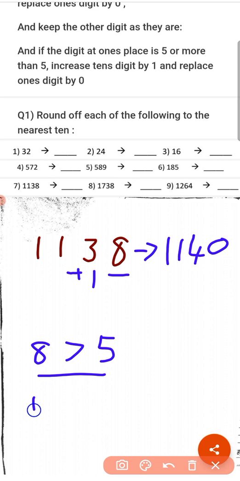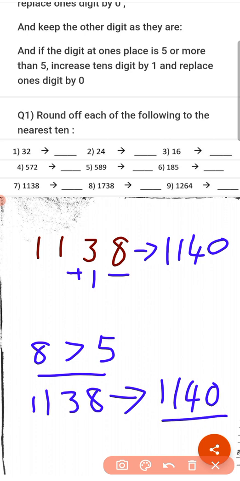So our answer is 1138 becomes 1140. Okay. So children, here the given number is a 4-digit number. So the places are ones, tens, hundreds and thousands. Our first step is check the digit at the ones place. Here the ones place is 8. 8 is greater than 5. So replace 8 by 0.